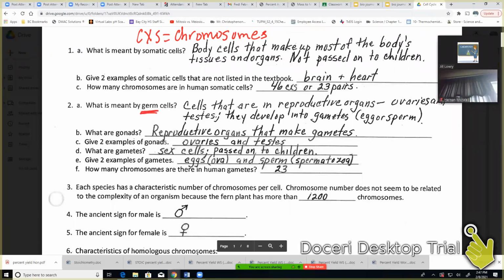Germ cells are the other type of cells besides somatic cells. And these are cells that are in the reproductive organs, so either the testes for male or the ovaries for females. And they develop into gametes. Gametes are the sex cells, so egg if you're female or sperm if you're male.